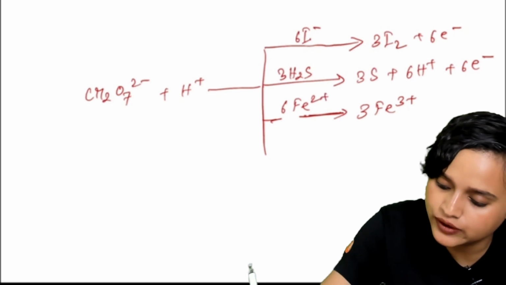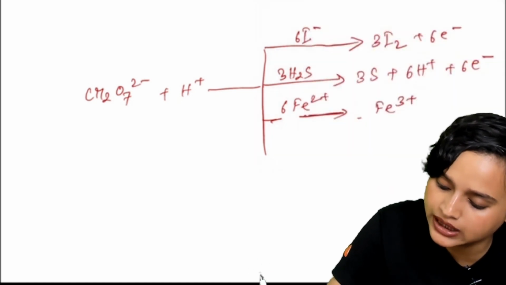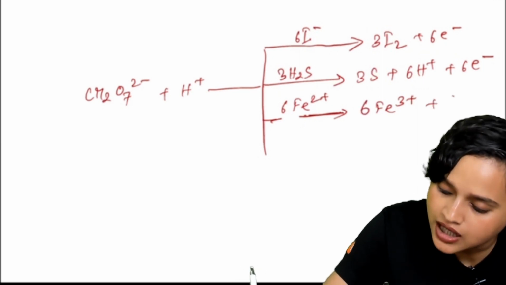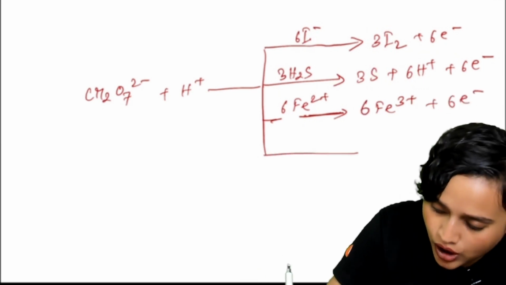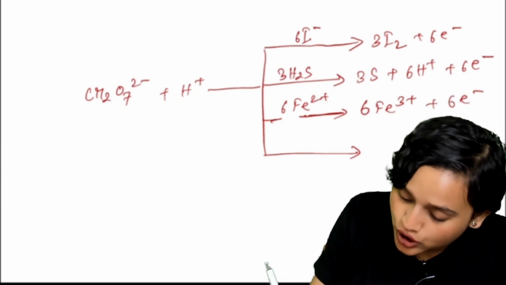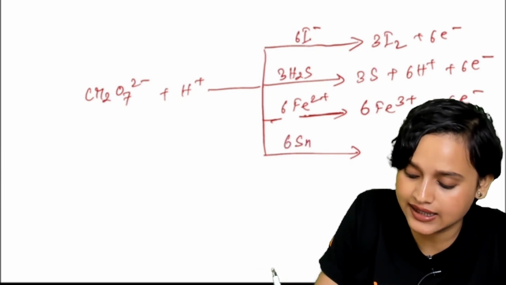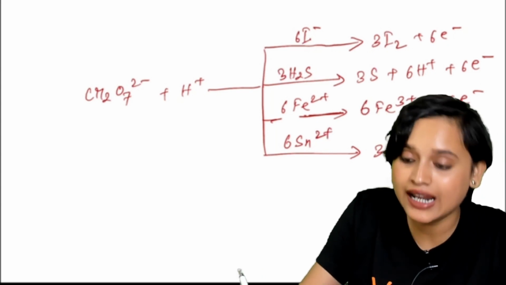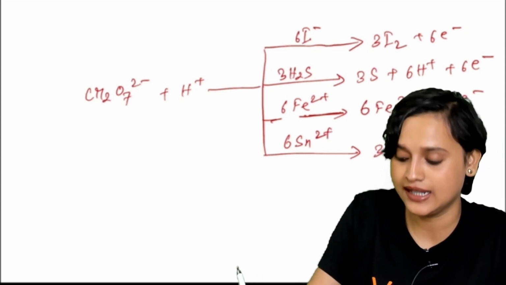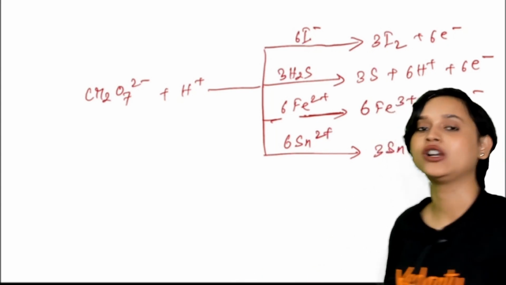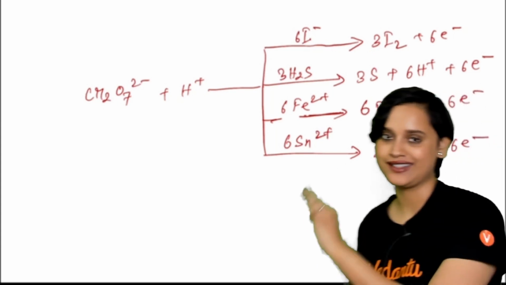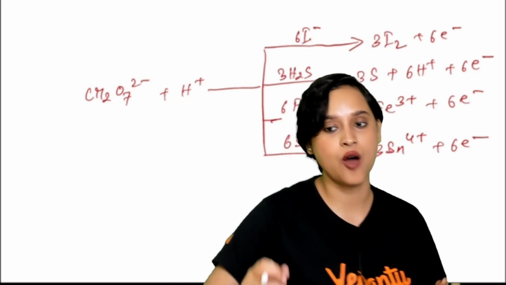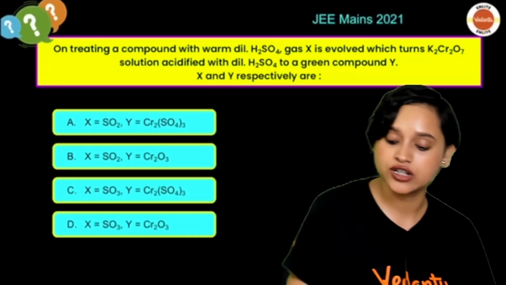Let's take 6Fe2 plus. If we take 6Fe2 plus, what will we be getting? We will be getting 6Fe3 plus 6 electron. All right. Next, what shall we take? Let's take 6Sn2 plus. If we take Sn2 plus, then we will be getting 3Sn4 plus 6 electron, and that, my dear student, is your end of potassium dichromate. Okay, this is how we end potassium dichromate. Now shall we do some questions?